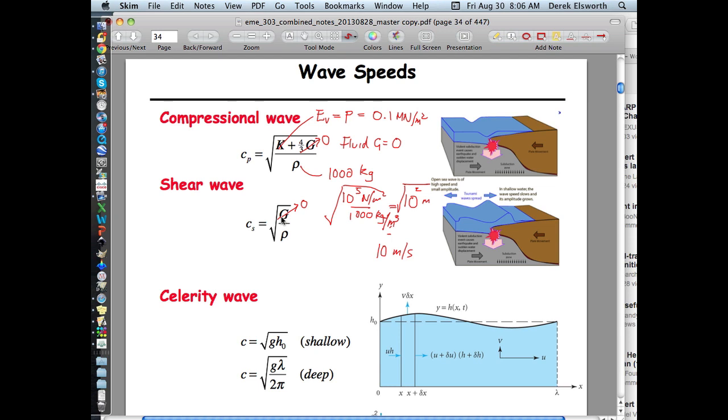So those relate to the velocities. The P wave is my voice to you. Shear wave doesn't exist in fluids because the shear modulus is equal to 0.